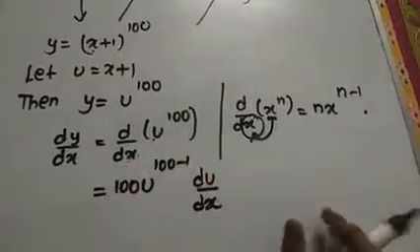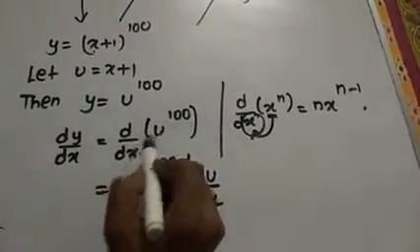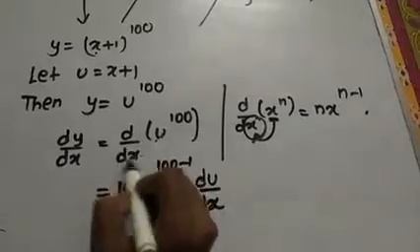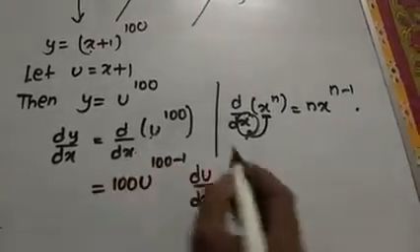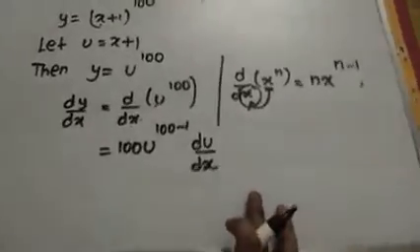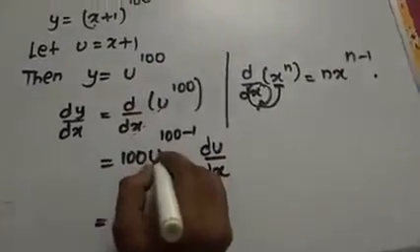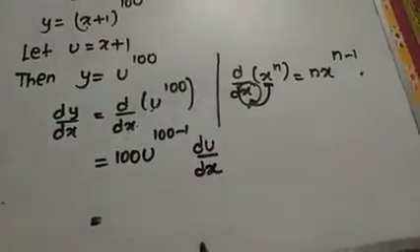So whenever you see that the differentiating function is not the same as the variable with respect to which it is going to be differentiated, then we have to further differentiate that particular function. So here we have to further differentiate u. Now just putting the value of u, we have assumed u as x plus 1.